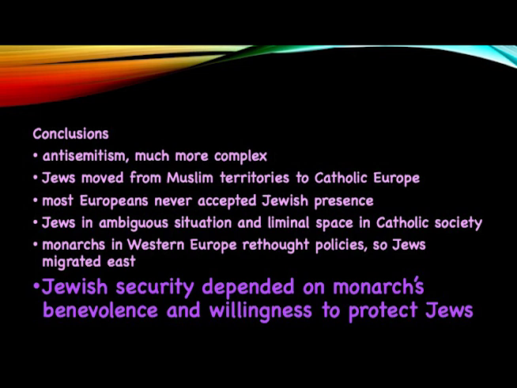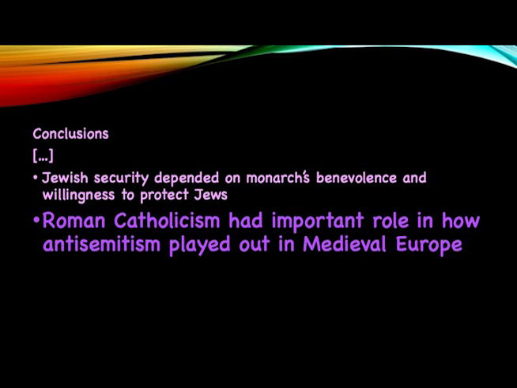Jewish security in medieval Europe depended on a monarch's benevolence and a monarch's willingness to protect Jews from the rest of the Catholic population. A weak monarchy, or even a momentary lapse of royal authority, put Jews at risk of death, forced conversion, and exile. Roman Catholicism had an important role in how anti-Semitism played out in medieval Europe. Some clerical leaders were benevolent towards Jews, others were not. As we shall see in the subsequent period of the 16th century Reformation, Catholic and Protestant religious authorities increasingly took a strong position against Judaism and facilitated the spread of anti-Semitism even more. This trend would continue until the mid-20th century.